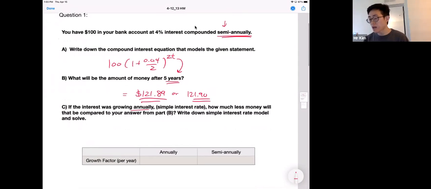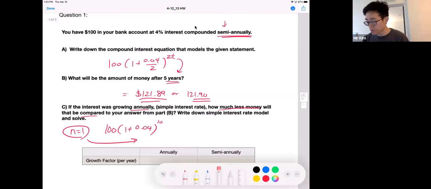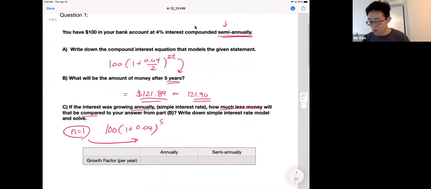If the interest was growing annually as a simple interest rate, how much less money compared to part B? Well, all you got to do is just do this, right? 0.04 raised to the power of 10. So if it was a simple interest rate, that means your end value is simply just 1. And so if you use that, 1 plus 0.04 raised to the power of now, I'll say 5. I'm sorry, that should have been 5, not 10. I get 121.665. So let's round it up to 67.